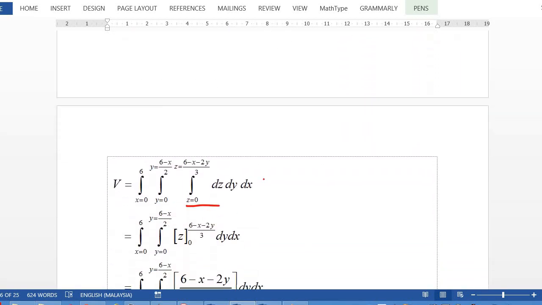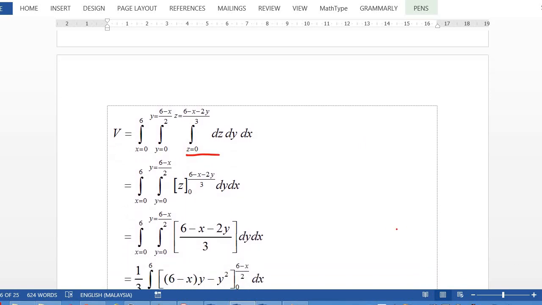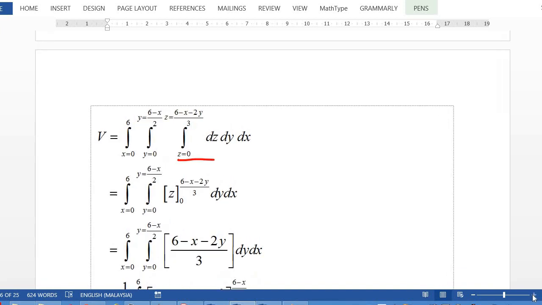So that's how we get the limits. The limit for z is from the bottom surface up to the top surface. The limit for y is from the region R, from the lower curve up to the upper curve. For x, from left to right. After that, you just need to integrate.